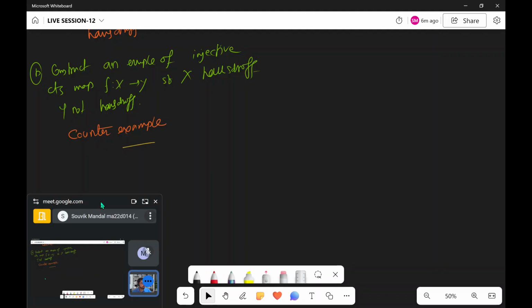Okay, so what we're doing is the following. We are considering X to be R with the usual topology. It seems that there is an issue with the software, so let me restart it. Okay, please wait a moment.